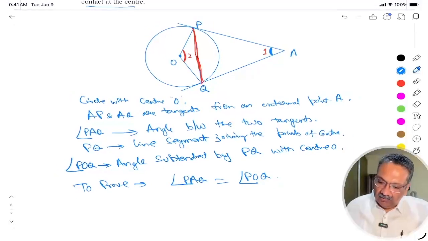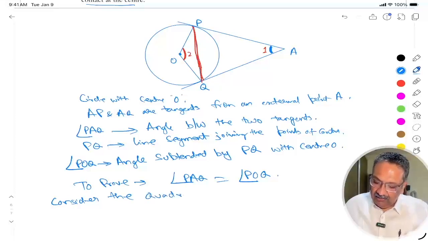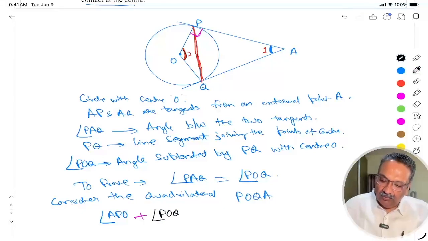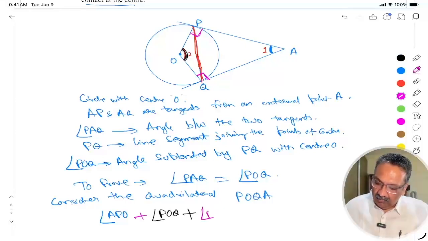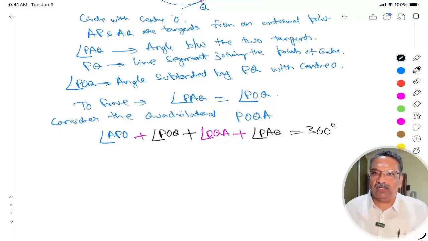All right, now consider the quadrilateral POQA. Okay, so in the quadrilateral, angle APO, that is this angle, plus angle POQ, this angle, plus this angle, angle OQA, plus this angle, angle PAQ, is equal to 360 degrees. All right, because the sum of all the angles of a quadrilateral is 360 degrees.